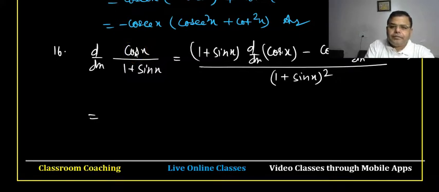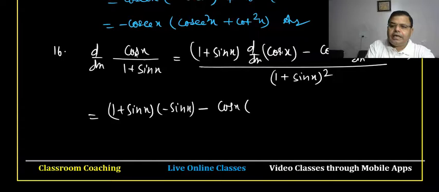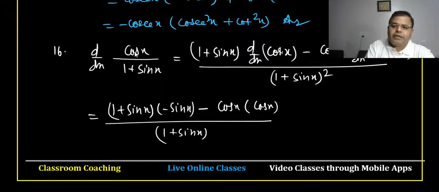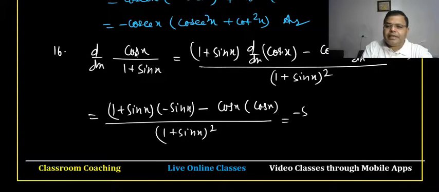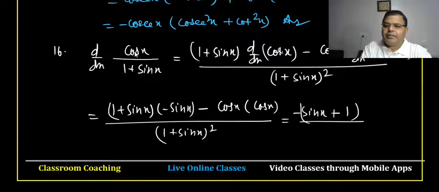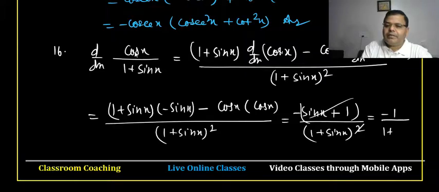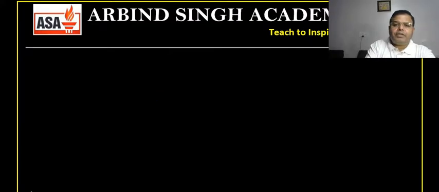So what is left here? (1 plus sin x), the derivative of cos x is minus sin x, minus cos x, and the derivative of 1 is 0 and the derivative of sin x is cos x, divided by (1 plus sin x) whole square. So this is minus sin x minus sin square x minus cos square x. If I take minus common, it will be sin square x plus cos square x, that is 1. So, upon 1 plus sin x whole square, one of them cancels out, and what is left is minus 1 upon 1 plus sin x. That is the answer of question number 16. Now, question number 17 is there.